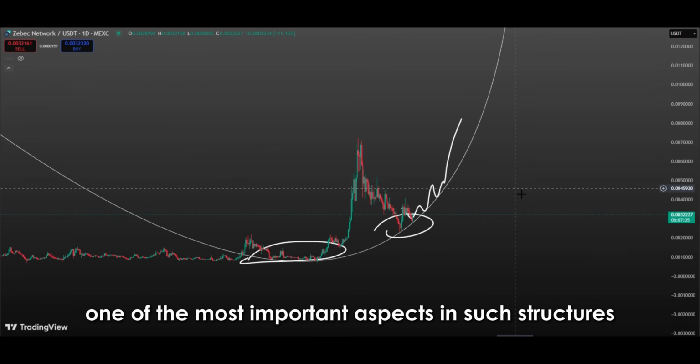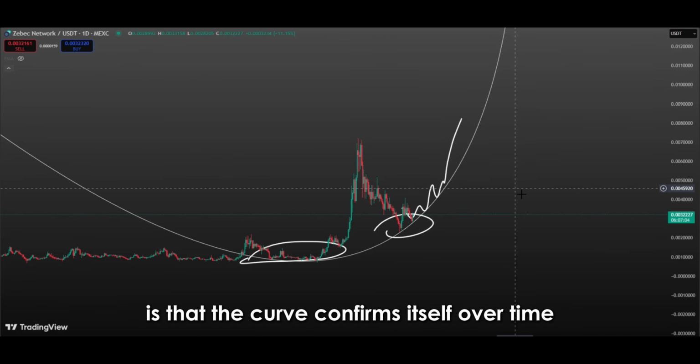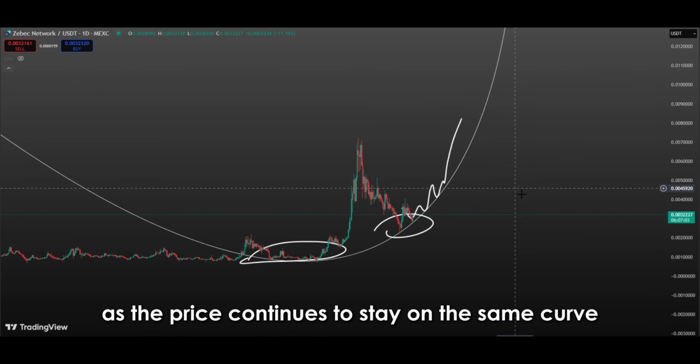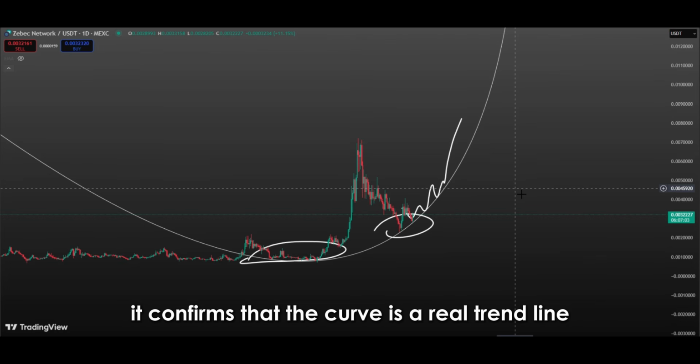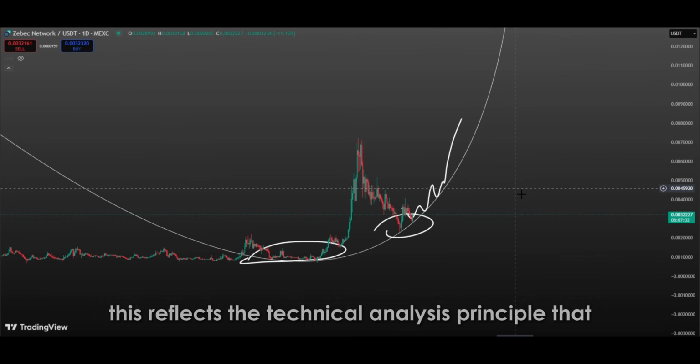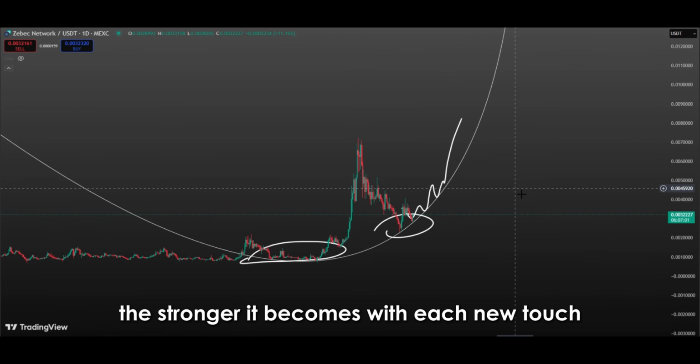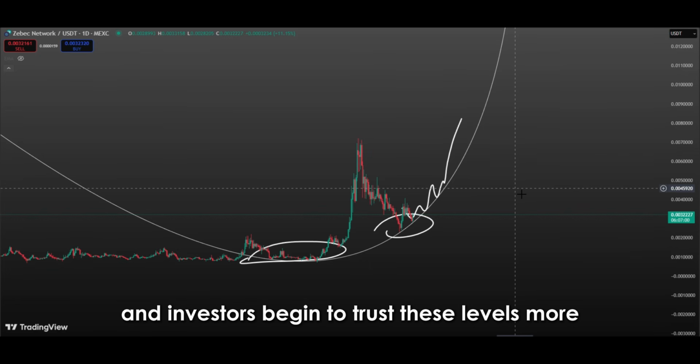Also, one of the most important aspects in such structures is that the curve confirms itself over time. If after the first one or two touches the price continues to stay on the same curve, it confirms that the curve is a real trend line. This reflects the technical analysis principle that the more a trend line is tested, the stronger it becomes. With each new touch, the curve becomes more robust and investors begin to trust these levels more.